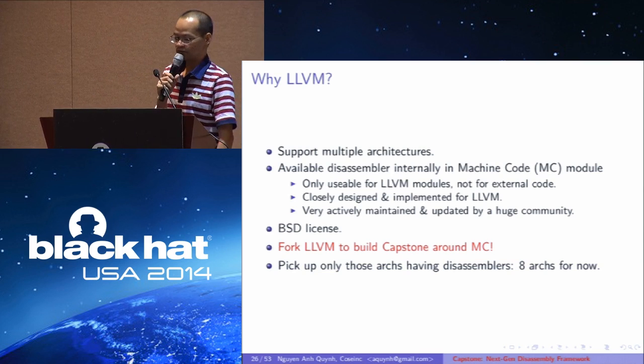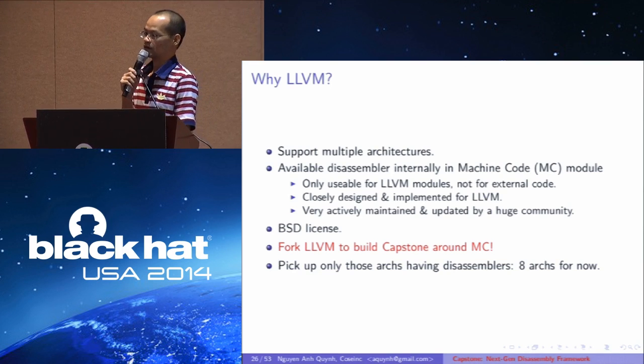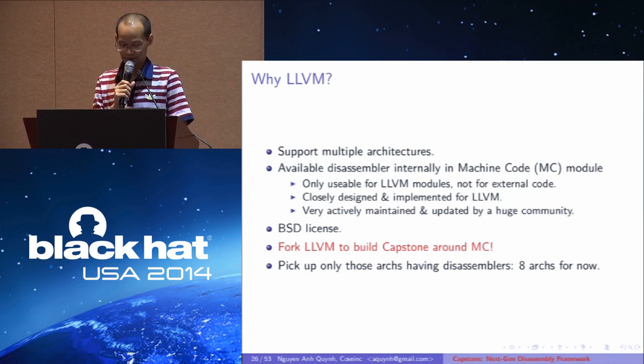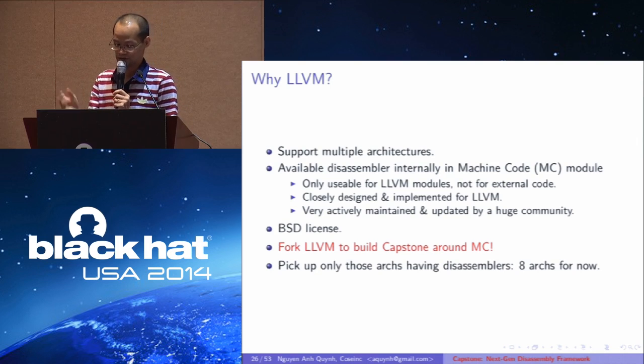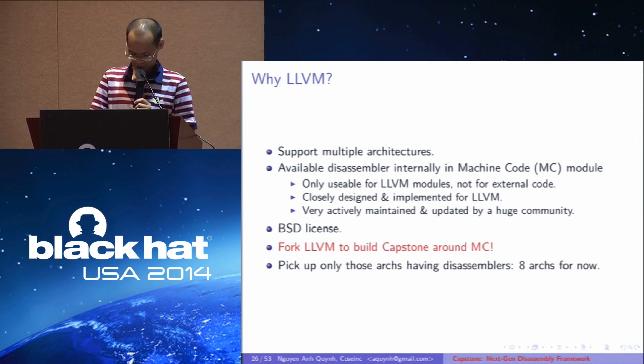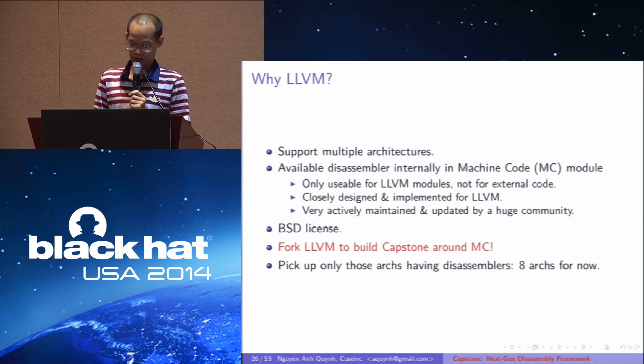So my idea is that I fork LLVM to build Capstone around the MC component of LLVM. And I only pick architectures that have a disassembler, because LLVM has many architectures, but not all of them support disassembly. And so far, LLVM supports 8 architectures. So Capstone also supports 8 architectures.